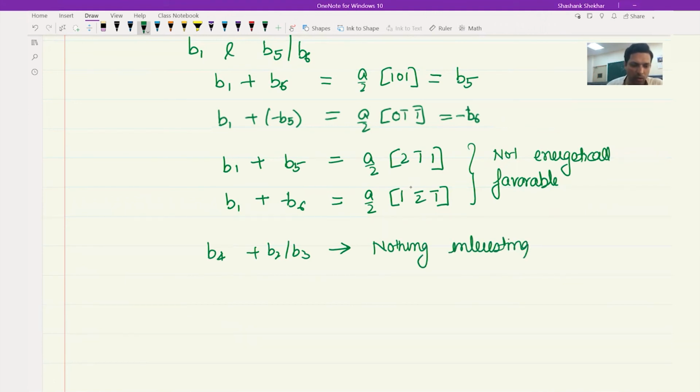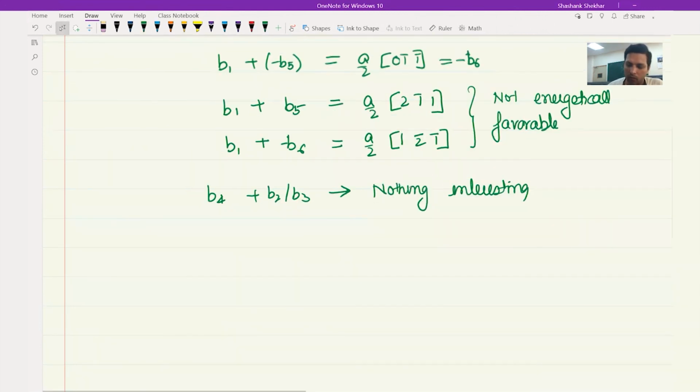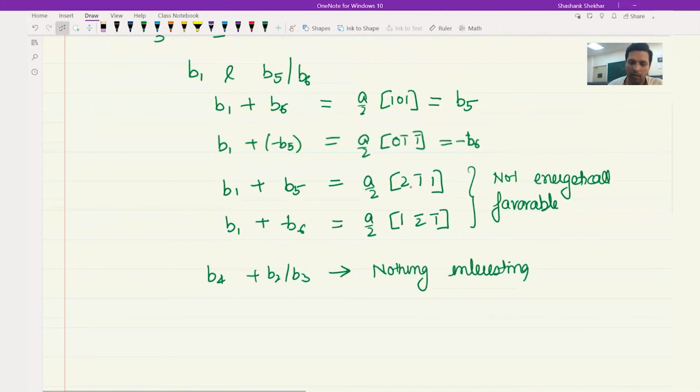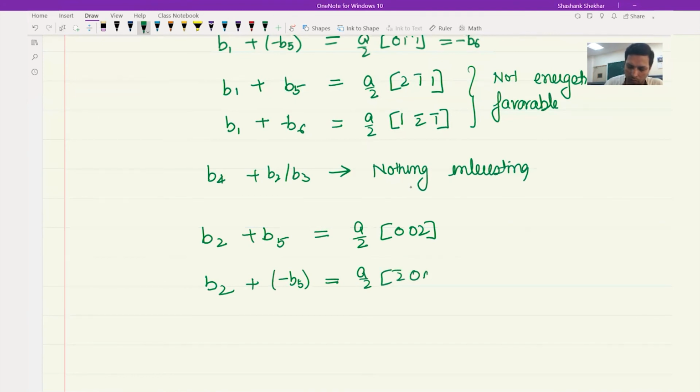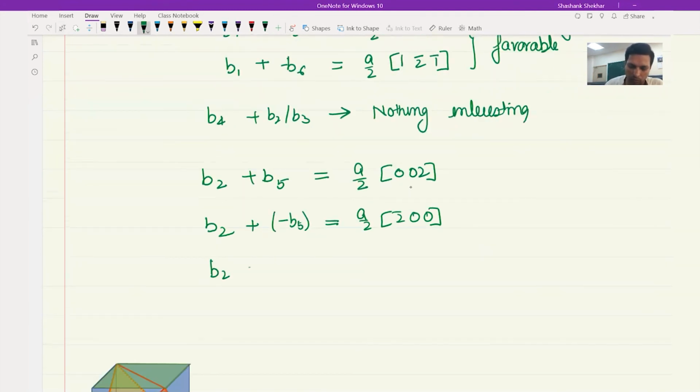But now let's move on to another combination, which is B2 and B5. So B2 plus B5 or B6. So this gives us a by 2, 0, 0, 2. B2 plus minus B5. These are all possibilities. a by 2, bar 2, 0, 0. B2 plus B6 and B2 plus minus B6.